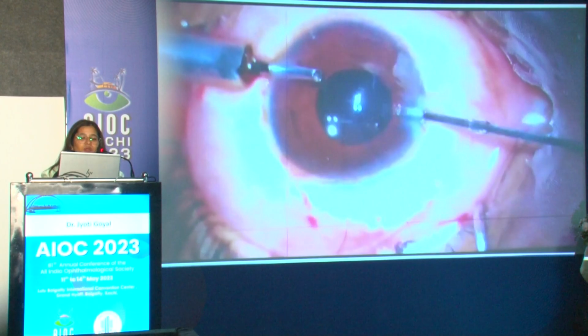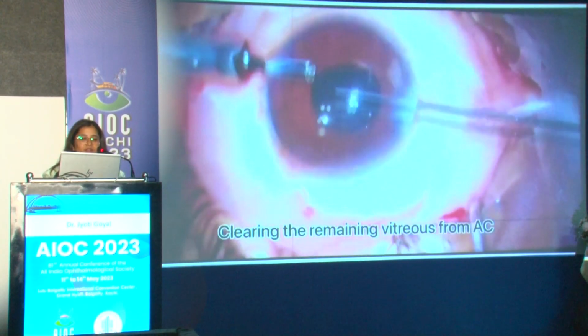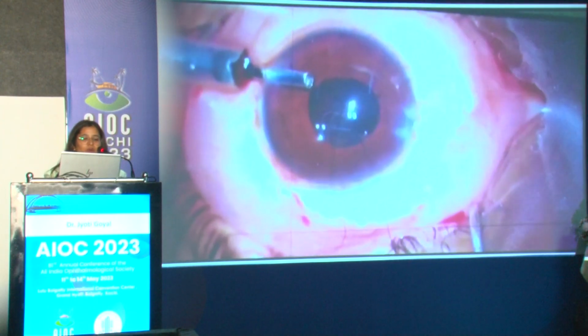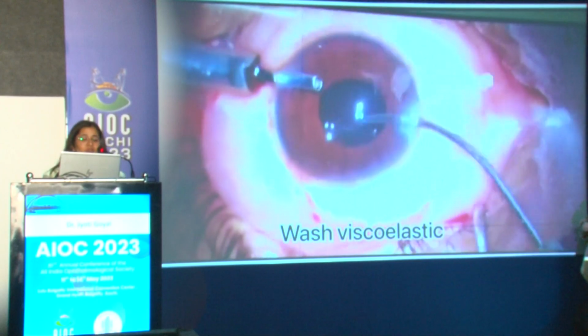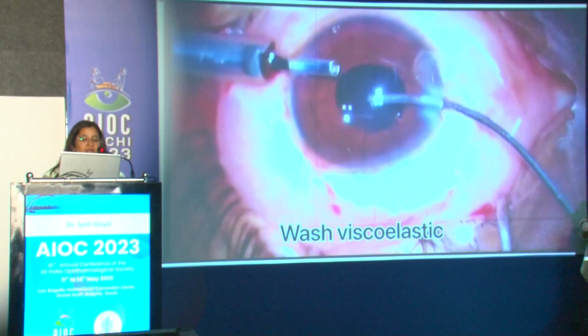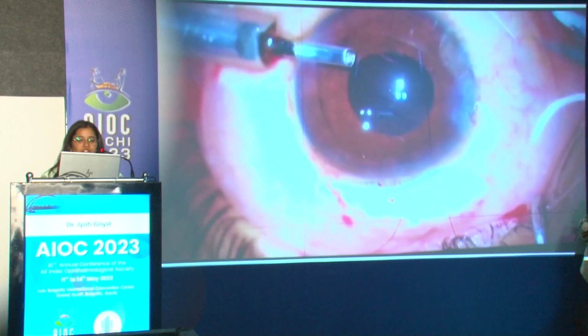After that, we perform a thorough anterior vitrectomy, and we have to make sure that the entire vitreous is cleared from the AC. We wash out all the viscoelastic from the AC, and after ensuring the stability of the IOL, we cut one end of the suture and pull the other end of the suture gently.